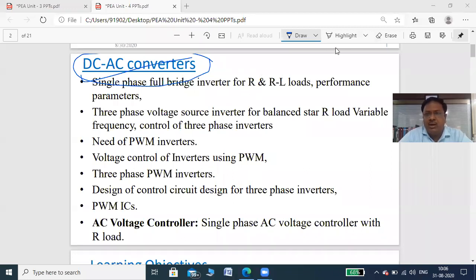Okay, now the time is over. Don't give the attendance. It will still be marked as absent. So, DC to AC converter.